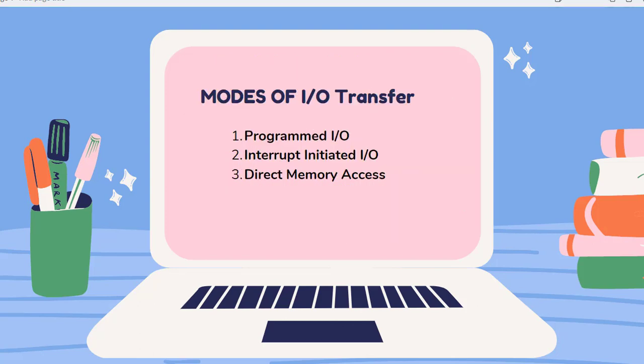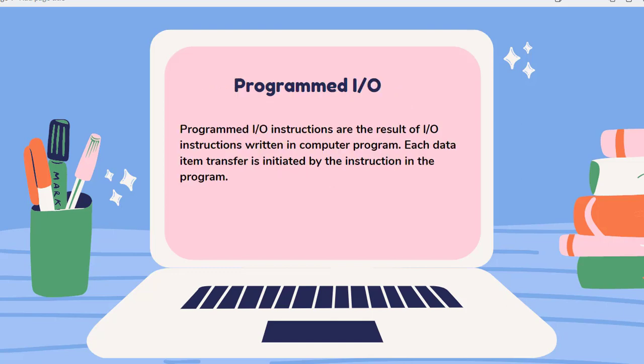Now, next is the modes of I/O data transfer. Data transfer between the central unit and the I/O devices can be handled in generally three types of mode, which are: the first one is programmed I/O, second is interrupt-initiated I/O, and direct memory access, or DMA.